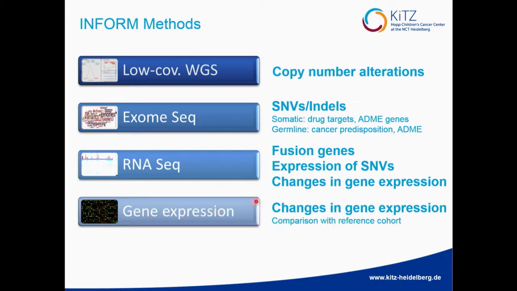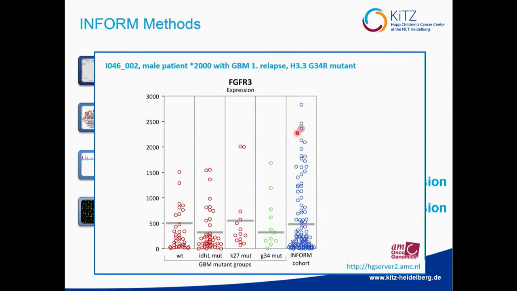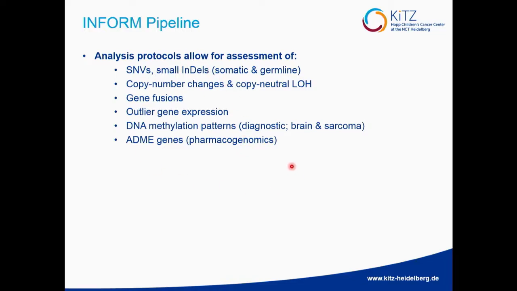Gene expression changes, as I said, we really want to understand outlier gene expression. So in this case, it's an FGFR overexpression in a high-grade glioma, and this is the reference cohort for high-grade gliomas. And this is the whole INFORM cohort, and you can see that this is really outlier gene expression by this definition, because we don't have another case of the high-grade gliomas so far that has a similarly high expression level. So this is what we are already doing.